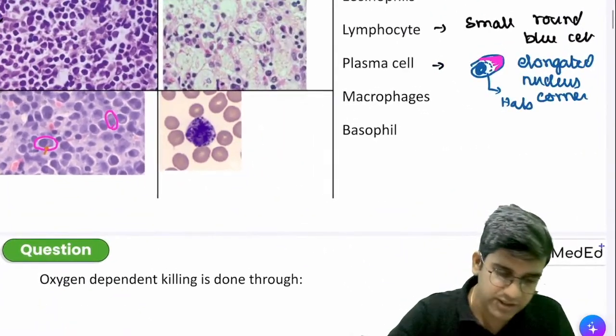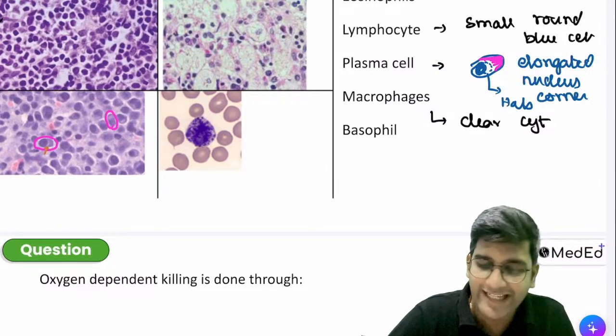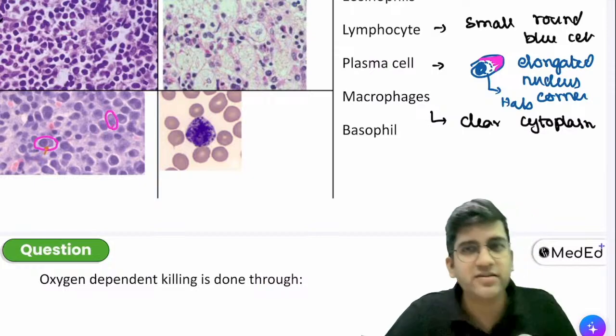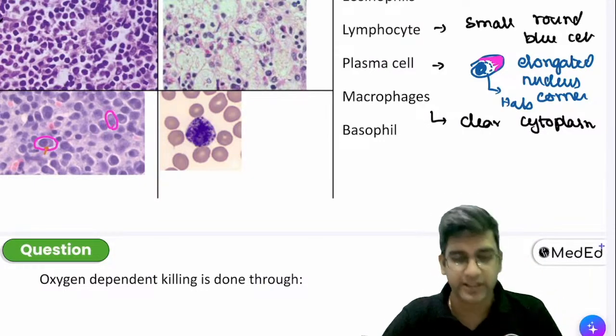Okay, macrophage has clear cytoplasm because the function of the macrophage is to eat everything. So once it eats the dead tissue, which is primarily made of lipid and plasma membrane and everything, right? So it has clear cytoplasm.